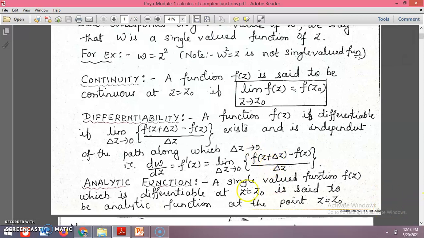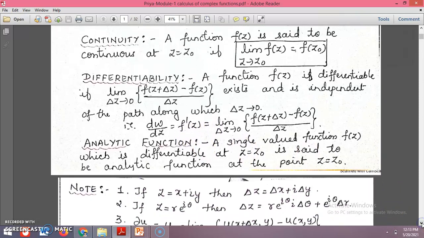Now let us see what we mean by an analytic function. As we have discussed, single valued means that for any complex variable in the domain, its image is only one point. A single valued function which is differentiable at the point z equal to z0 is said to be analytic at the point z equal to z0. That we call an analytic function.